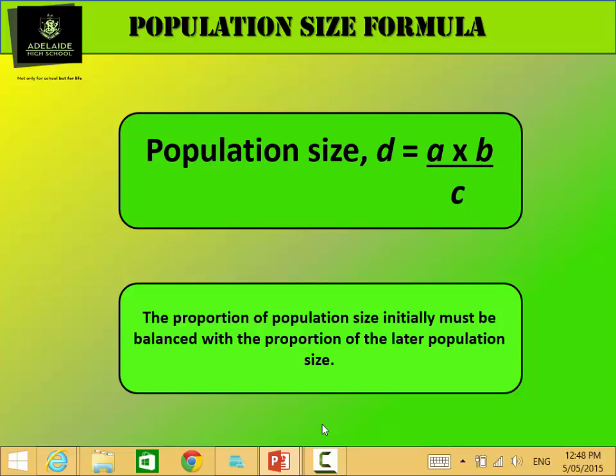Your proportion of population size initially must be balanced with the proportion of the later population size. So as the population moves into a new environment, it has to be the same, because there's immigration and there's also birth and stuff like that going on.